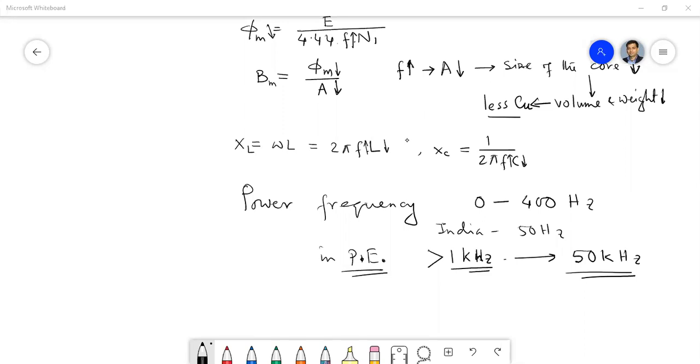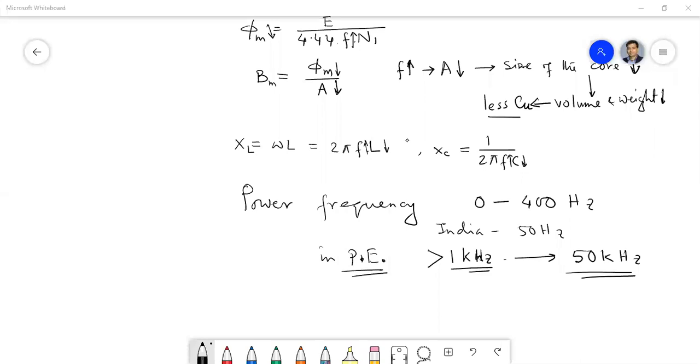Transformer changes the voltage level only, isn't it? So a transformer doesn't dissipate power. If you take an ideal transformer, it should not consume any power, isn't it? But due to some finite resistance or reactance, there is some voltage drop, and it also consumes some amount of power. But the efficiency should always be very high, more than 90%, 95%. So transformer efficiency should be more than 95%.